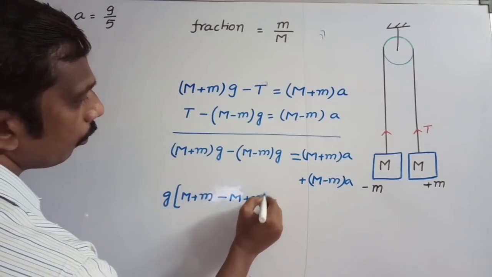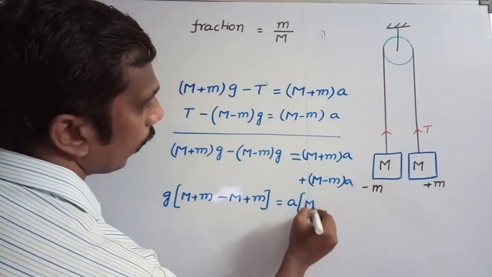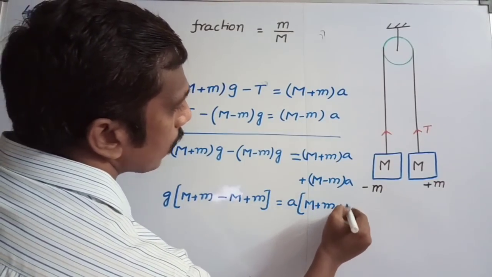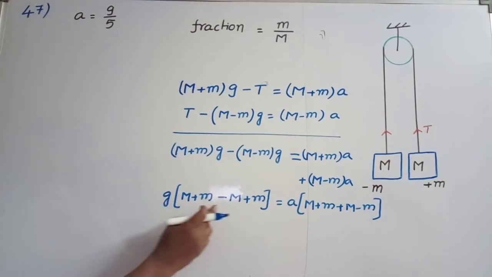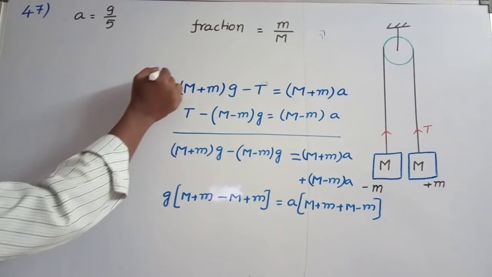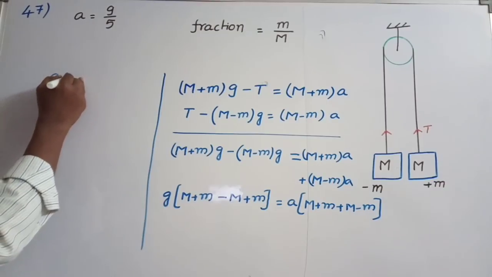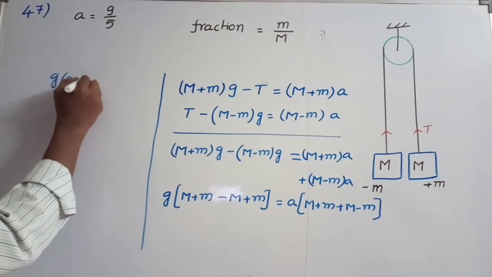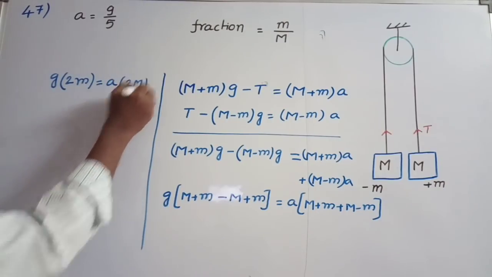Is equal to, you take a common here, then we get capital M plus small m plus capital M minus small m. Here capital M gets cancelled, here small m gets cancelled. From this we can write g into 2 small m is equal to a into 2 capital M.